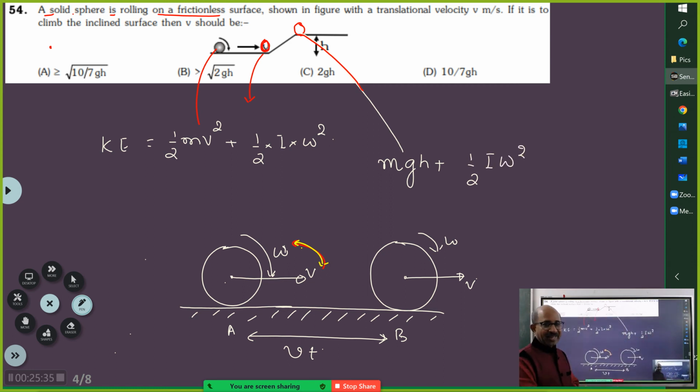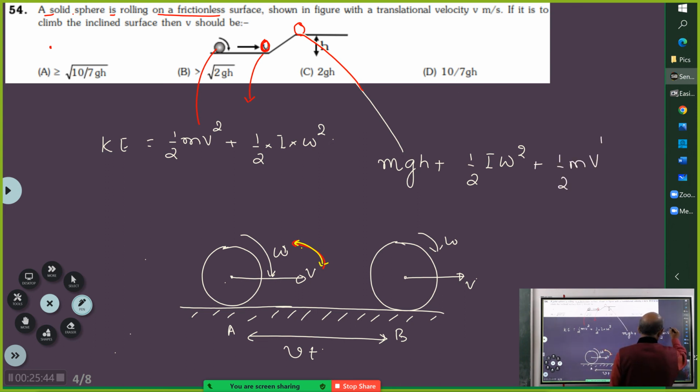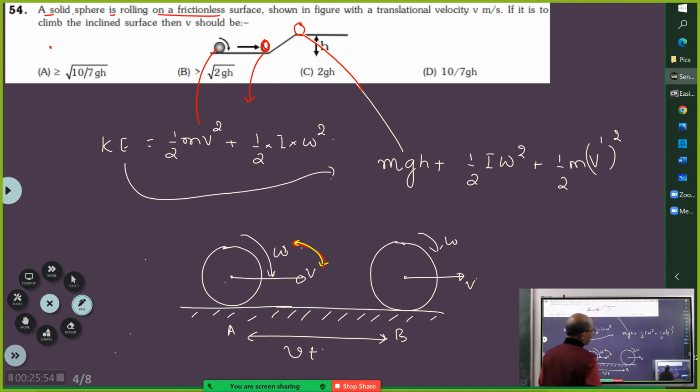There is no friction to arrest it. Plus, I will take it as half m v dash square, assuming that it has got some kinetic energy. So this will be the total energy. We have to write here this energy, same as this. Now the question is, what is it they have asked? A solid sphere rotating and translating, if it is to climb the surface, then v should be what? See here, when you equate these conditions, what should be the condition of v?